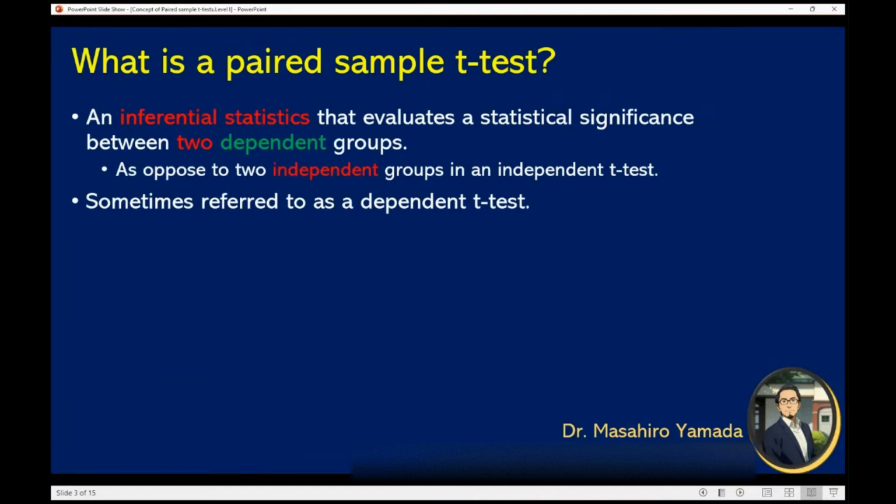So, what is a paired sample t-test? A paired sample t-test is inferential statistics that evaluate a statistical significance between two dependent groups. When we talked about the independent t-test, data must be independent. In this case, for paired sample t-test, the data must be dependent, which we will talk about later.